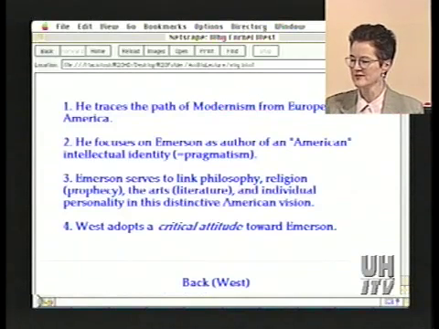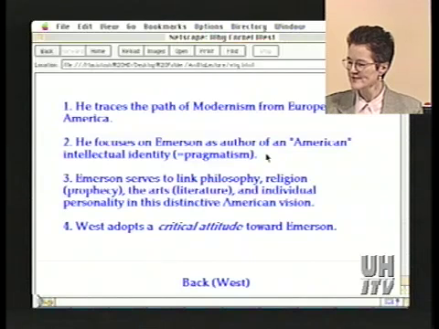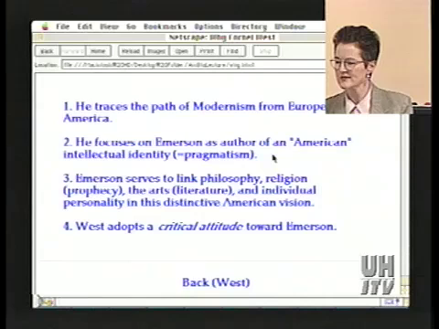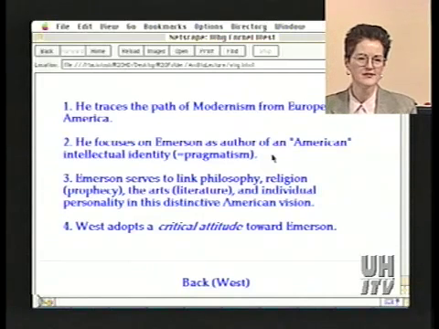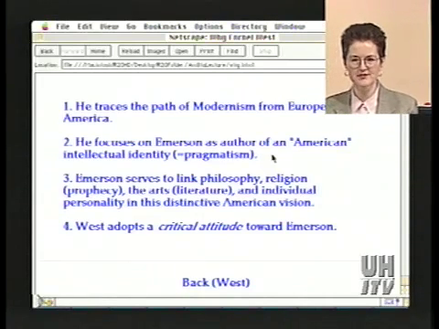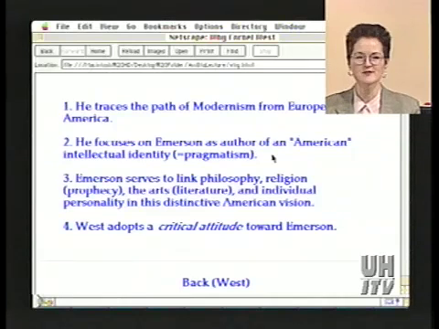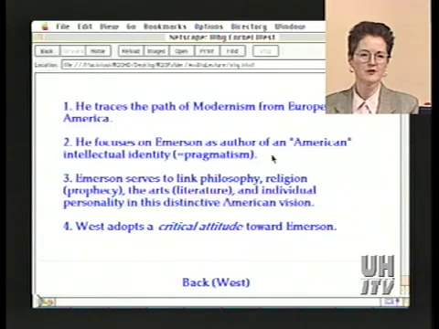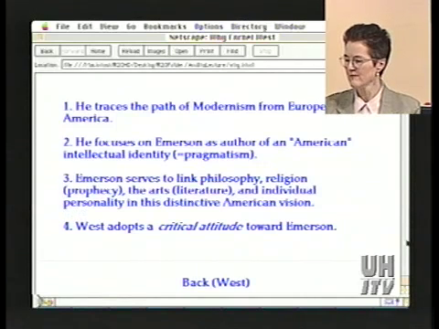We'll come back to that in just a moment. He focuses on Emerson as the author of a peculiarly American intellectual identity, and this identity will grow and flourish into the movement that we know as pragmatism, and that includes subsequent figures you may have heard of, such as William James and John Dewey.